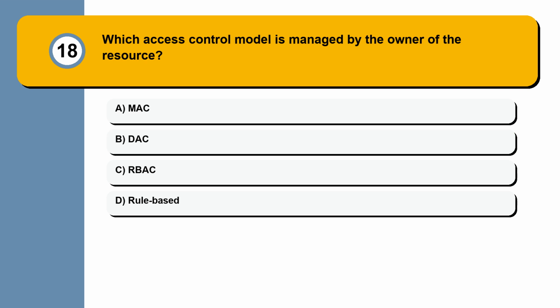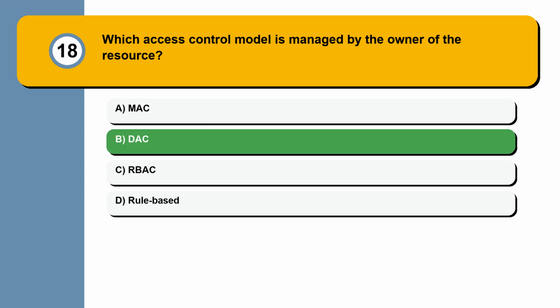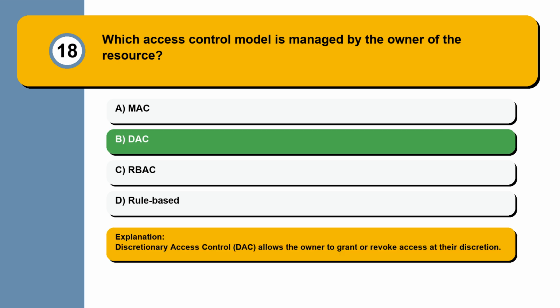Question 18. Which access control model is managed by the owner of the resource? MAC, DAC, RBAC, rule-based. Discretionary access control, DAC, allows the owner to grant or revoke access at their discretion.